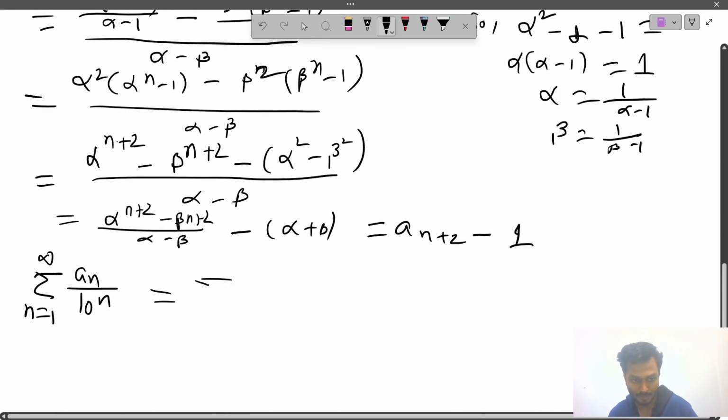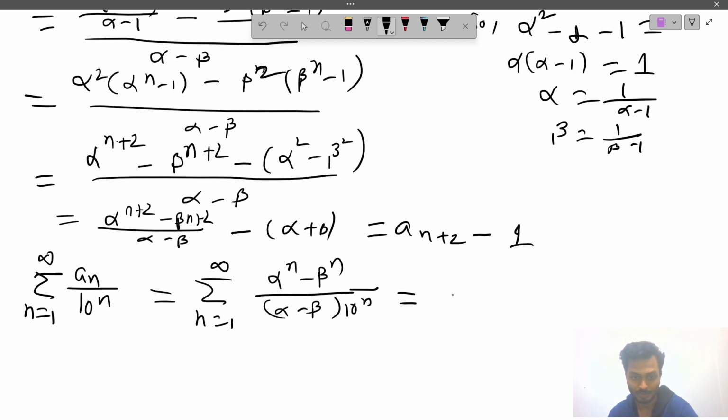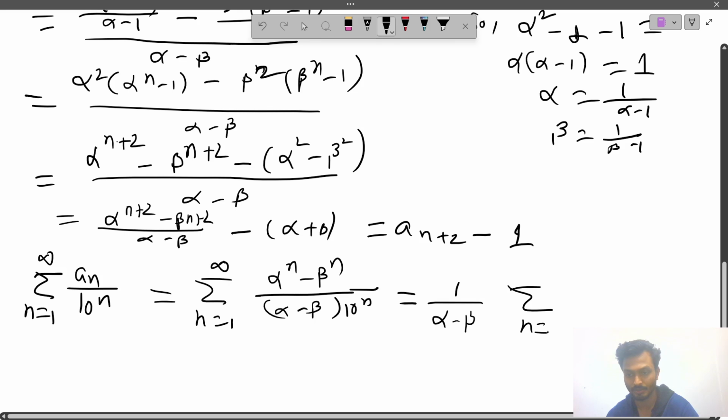An is given as alpha to the power n minus beta to the power n divided by alpha minus beta, into 10 to the power n, right? So this is equal to, we can write it as, alpha minus beta does not depend on the value of n. So alpha minus beta times the summation n equals 1 to infinity of alpha to the power n minus beta to the power n divided by 10 to the power n, right?